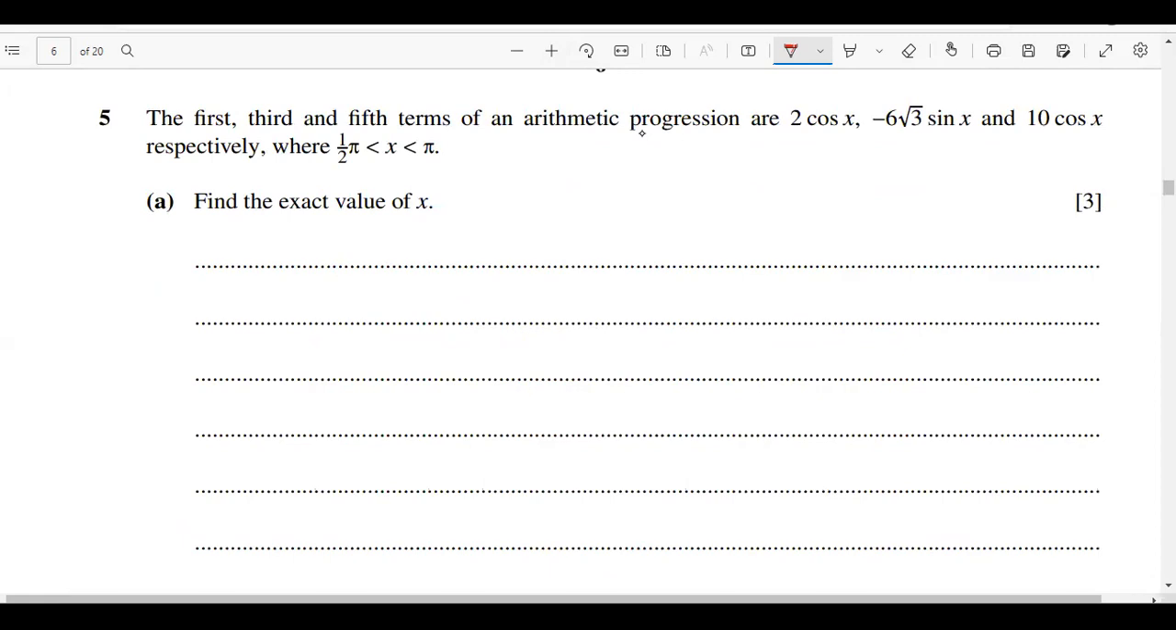Now it says the first, third, and fifth terms of an arithmetic progression are this, this, and this respectively, where this is the range of x. Find the exact value of x. So this is a question of similar type. We discussed something of this type yesterday as well. This is an arithmetic progression. So we know that the common difference would be fixed. So you can find the common differences and equate them together. Just write them equal to each other and that would give you the correct thing.